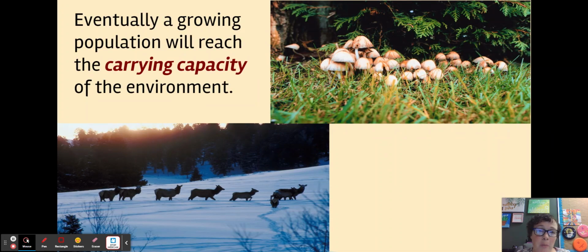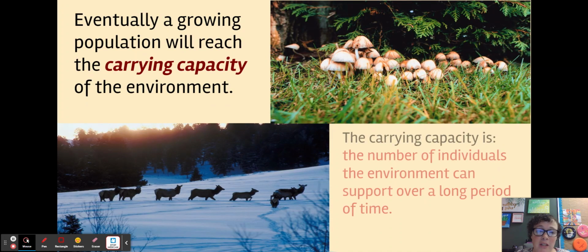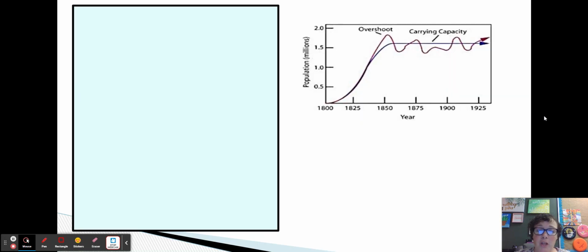So eventually, all populations reach a carrying capacity in the environment. That's not the number of individuals the environment can hold, because it can hold a lot more for a short period of time. It's how many can be supported, sustained, or live successfully there for a long period of time.